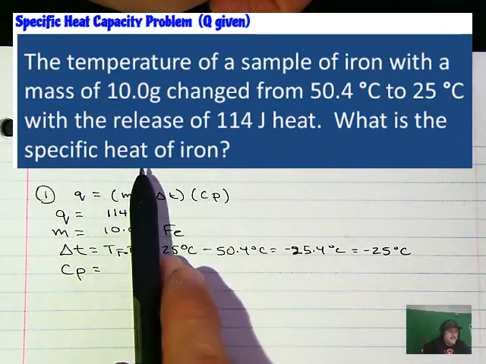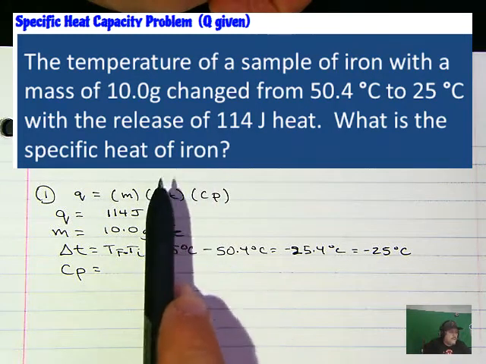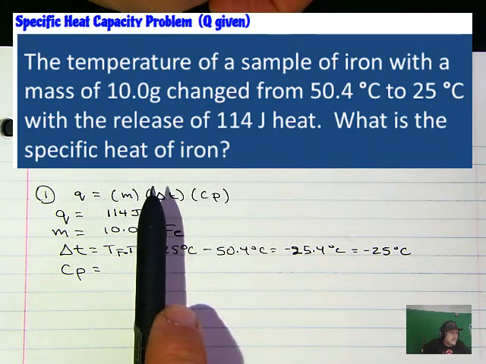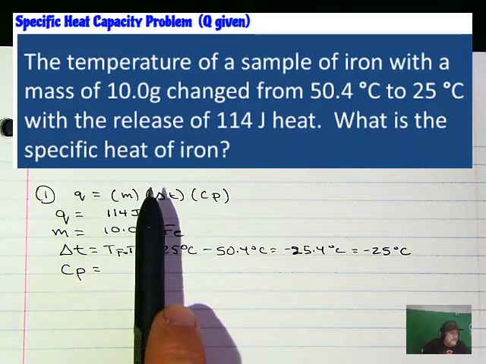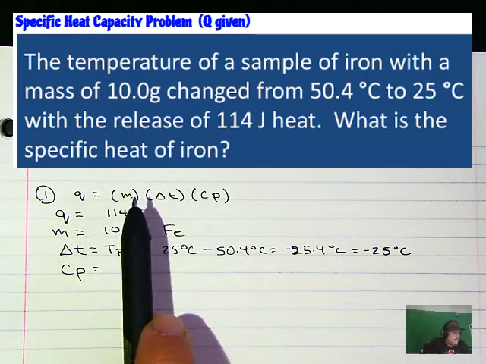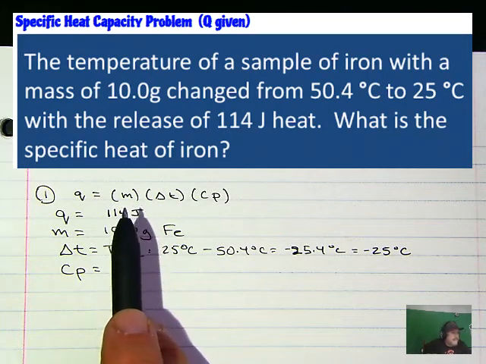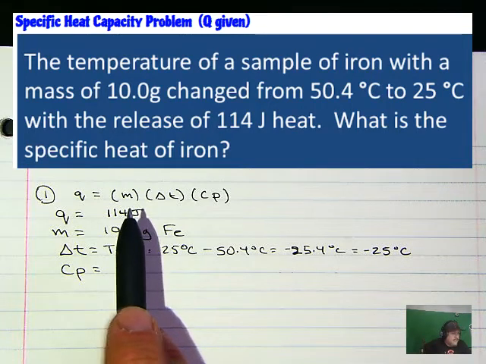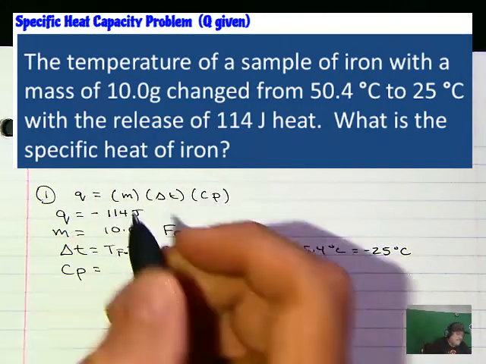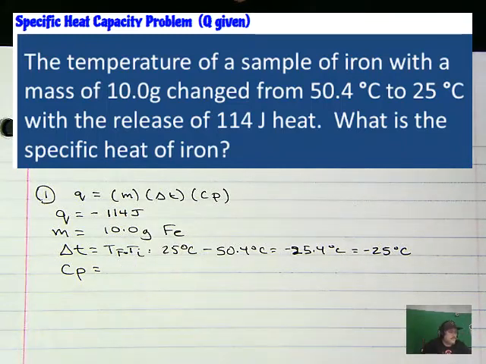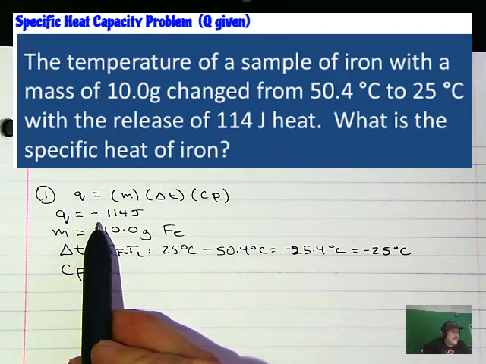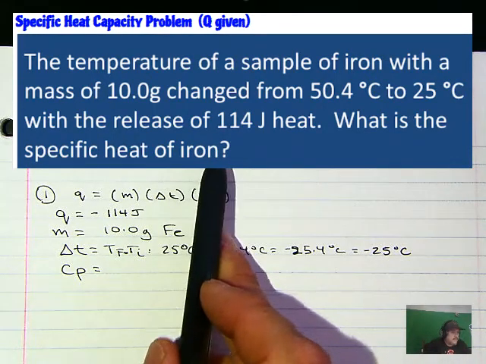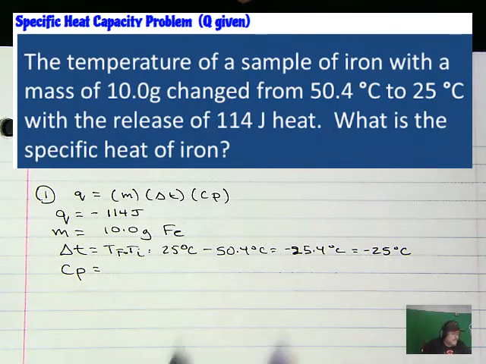I look at the vocabulary, and the key word I pick up is release. Release means to give away or exit or move away. And when that happens, as far as heat's concerned, that means a negative energy value. So I assign this to be negative because that 114 joules is moving away. It's being released. Again, I assign the negative because of the wording of release right there.